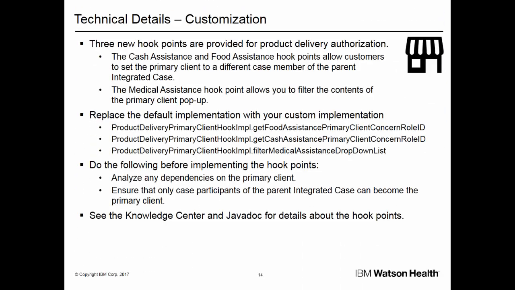3 new hook points are provided for product delivery authorization. The cash assistance and food assistance hook points allow the customers to set the primary client to a different case member of the parent integrated case. The medical assistance hook point allows you to filter the contents of the primary client pop-up. Use the 3 hook points to replace the default implementation with your custom implementation when you want to set the primary client to a different case member of the parent integrated case.